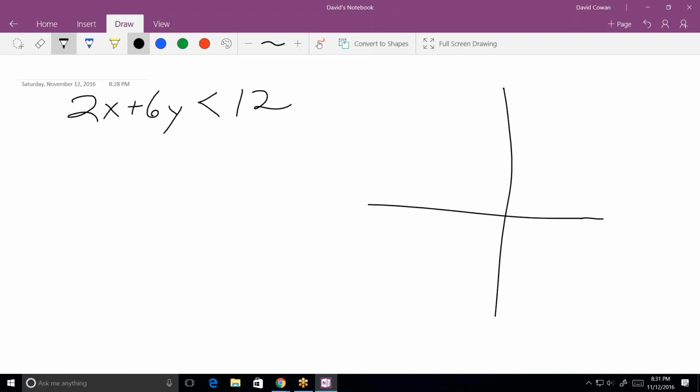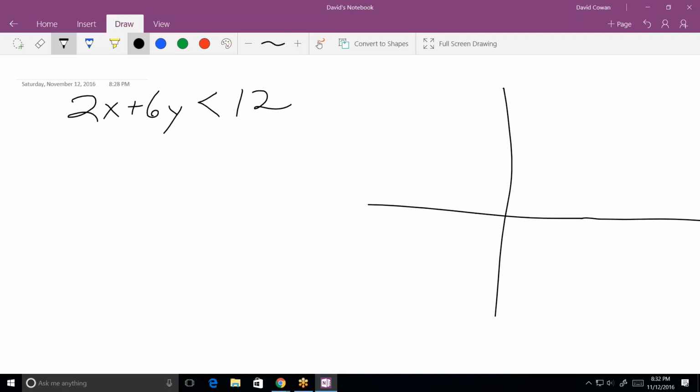Now, it's going to be a dotted line if this is just a less than. It's going to be a solid line if it's less than or equal to. But the first thing we need to do is figure out how to graph it. There's a couple of ways to do that. Probably the easiest way is to put it into y equals mx plus b format.